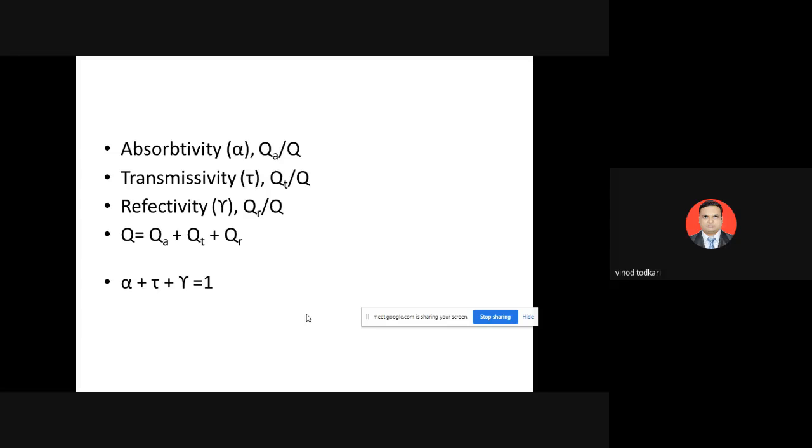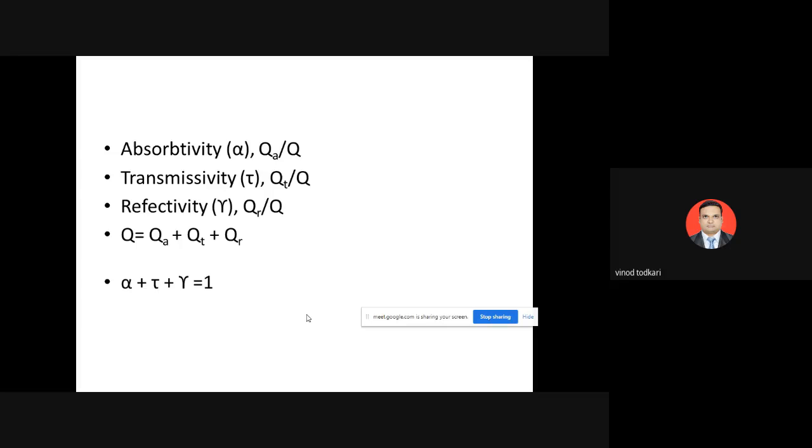Alpha is QA upon Q. That is, absorptivity is nothing but energy absorbed divided by energy incident. Transmittivity is equal to energy transmitted divided by energy incident. Reflectivity is equal to energy reflected divided by energy incident. Now, let's say 100 watts is the energy incident on an object. So 20 is absorbed, 30 is transmitted, and 50 is reflected. So simple mathematics, law of conservation of energy: 100 will be equal to 20 plus 30 plus 50. So Q is equal to QA plus QT plus QR, right?